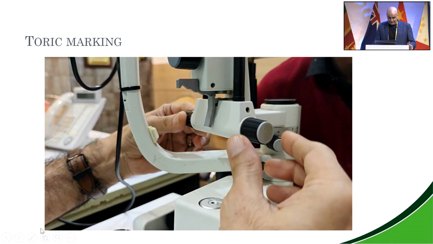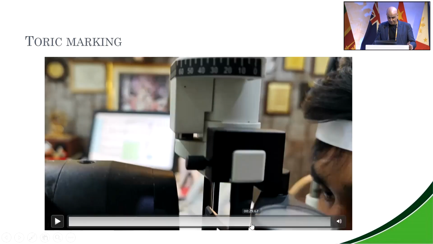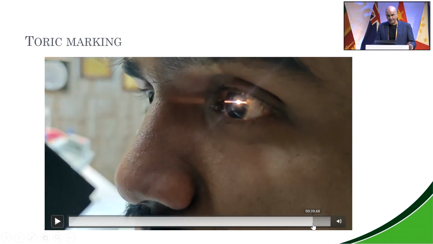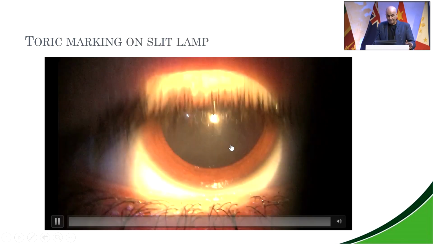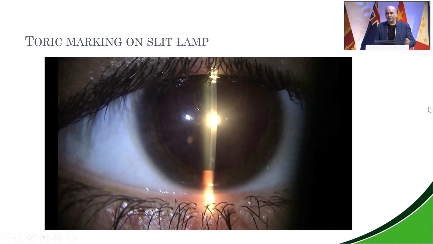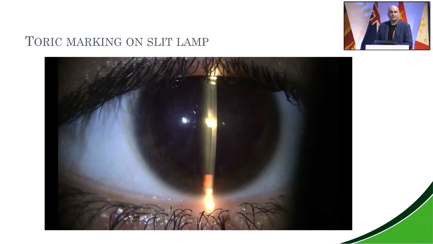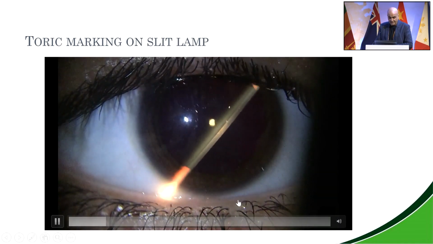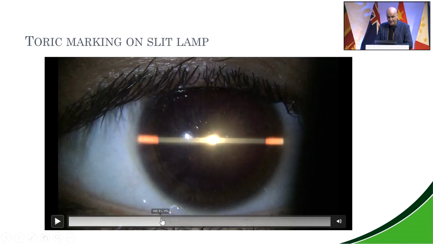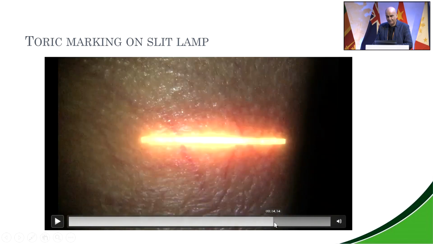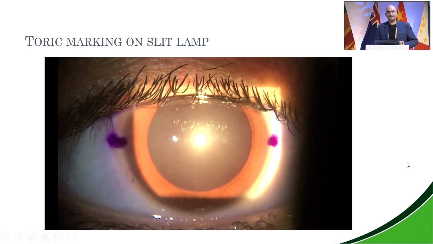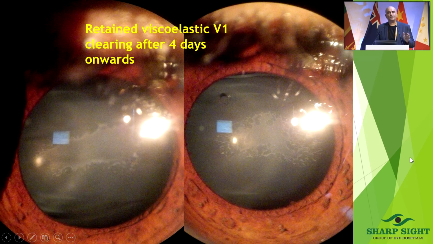So mark with your pen. You can mark the 0, 180, and you can have your reference mark. This is how it looks through the slit lamp. First orient it straight. Now go in for marking on 0, 180, one spot, second spot, and there you are. So you can do this in a basic setup, and you can start your phakic IOL practice.